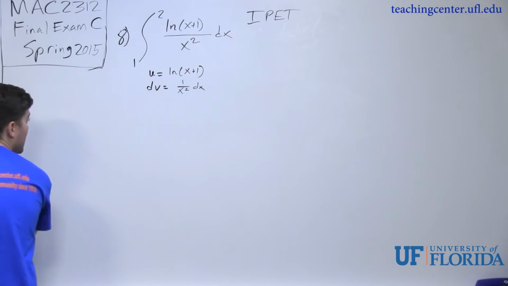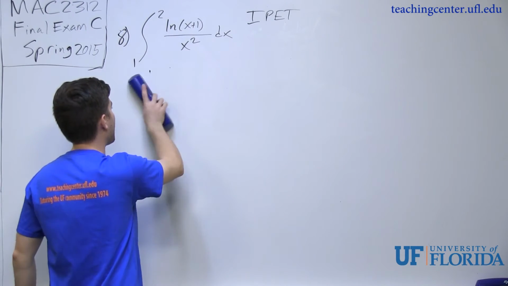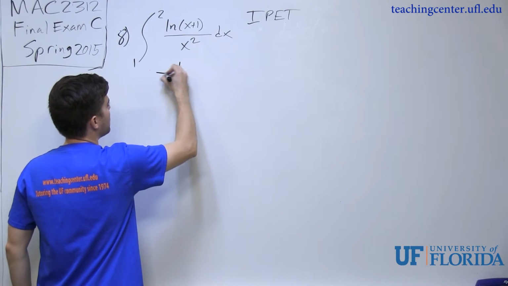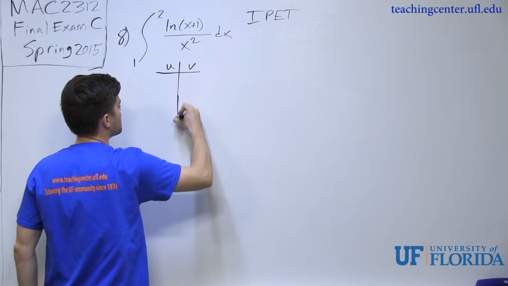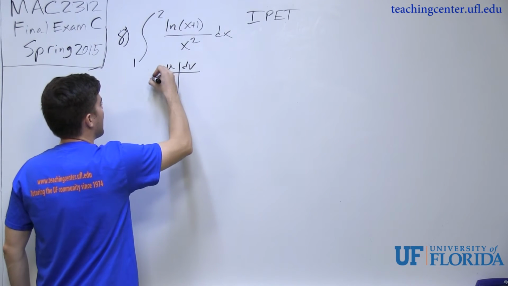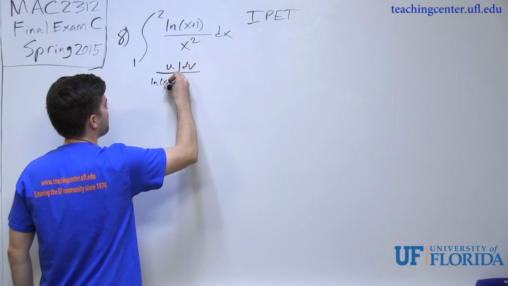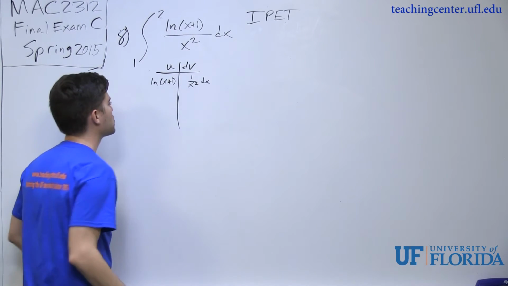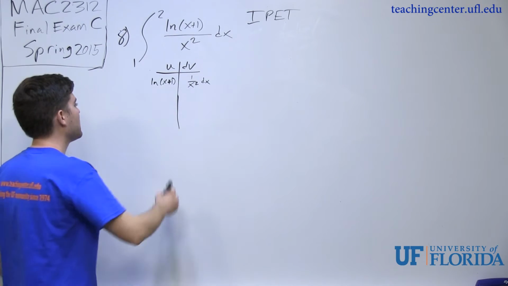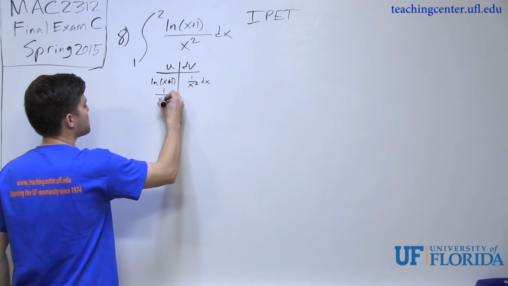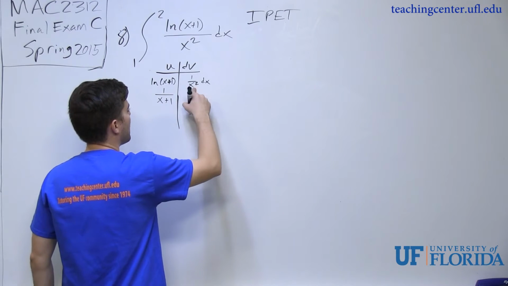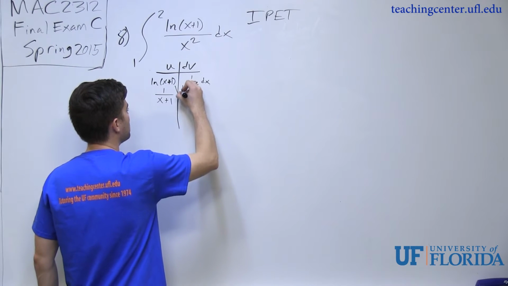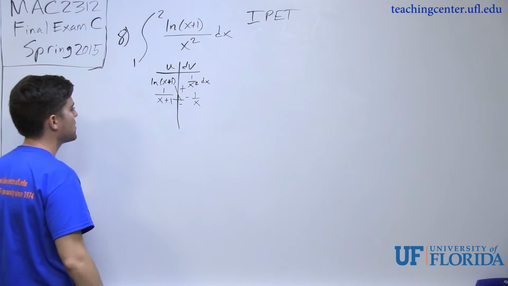What I can do is write this in a tabular method. Even though I'm only going to do it once, it's good for notation. This is my u, this is my dv. So I have natural log of x plus 1, and then 1 over x squared dx. When I derive this side, natural log of x plus 1 derives to 1 over x plus 1. This integrates to negative 1 over x. Now I do plus, and I can turn this into a minus.